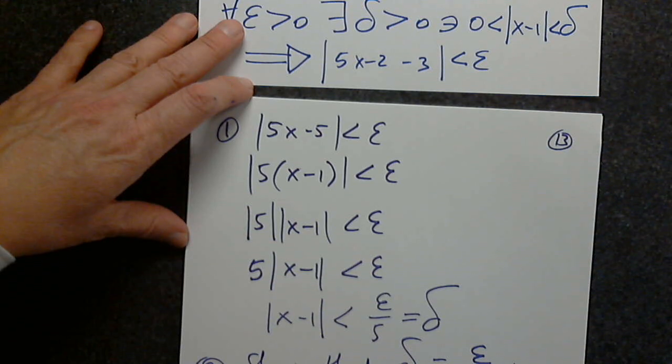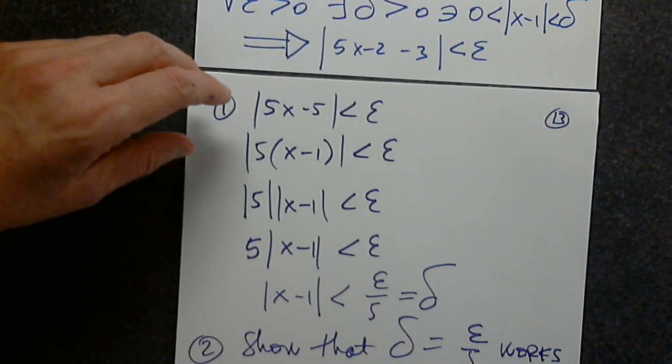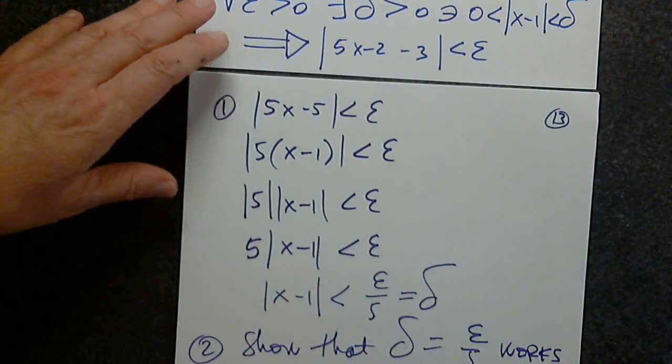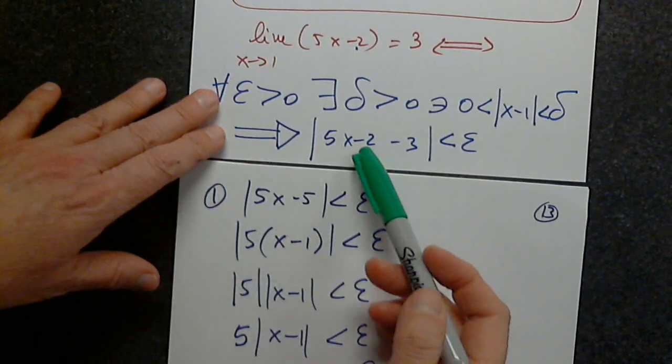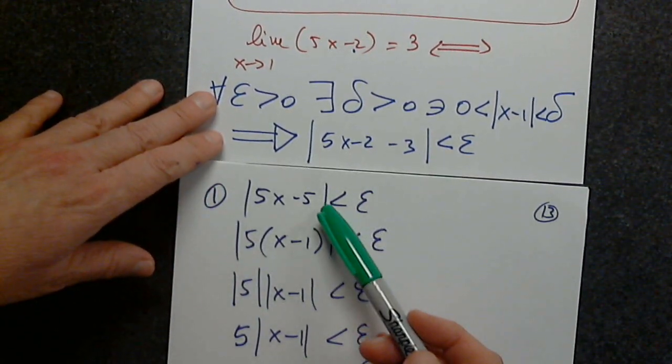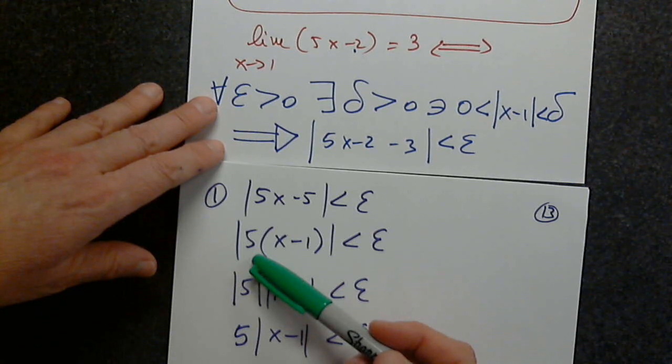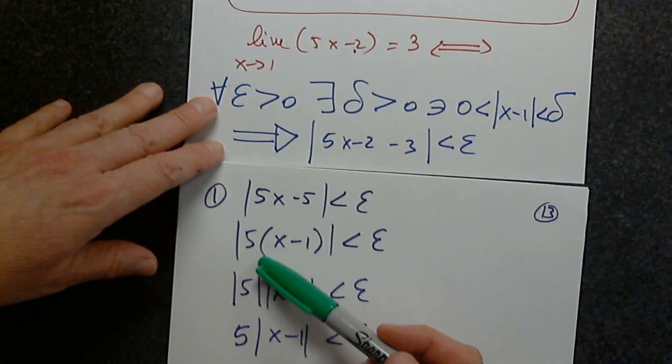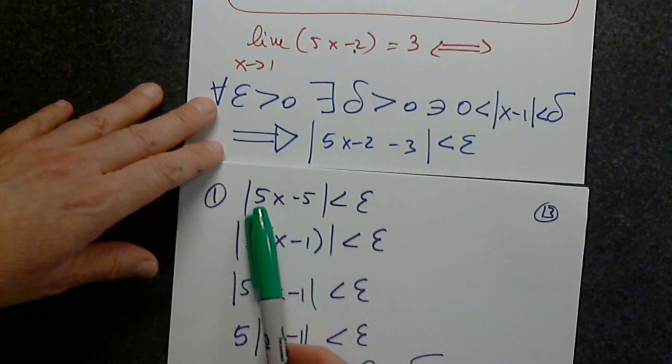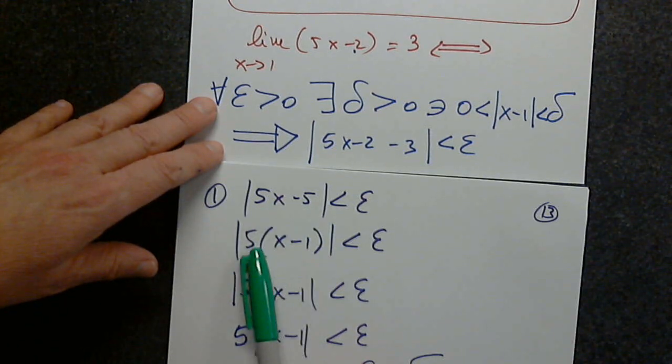Step 1, we had 5x minus 5, the absolute value of 5x minus 5. Yes, because we had negative 2 minus, yes. And then the next step, you incorporate 5 times the absolute value. I factor out from 5x minus 5, I factor out 5.